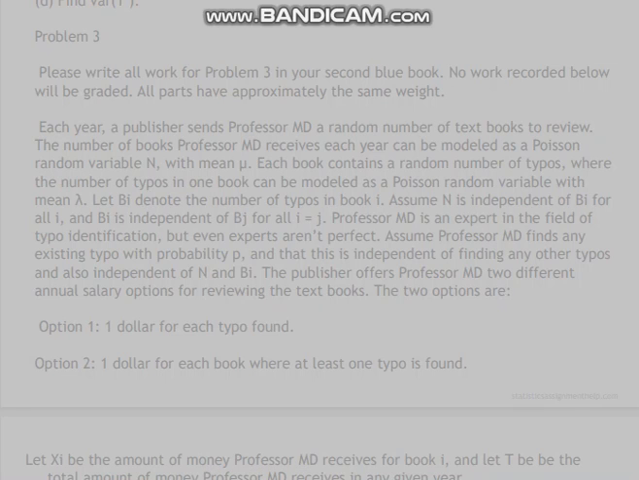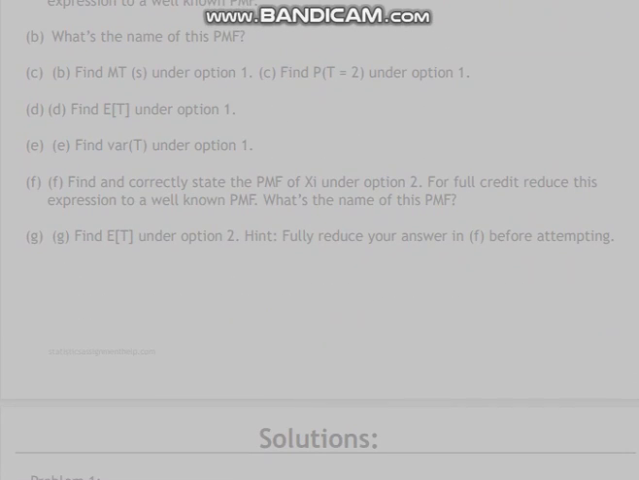A. Find and correctly state the PMF of X under option 1. For full credit, reduce this expression to a well-known PMF. B. What's the name of this PMF?